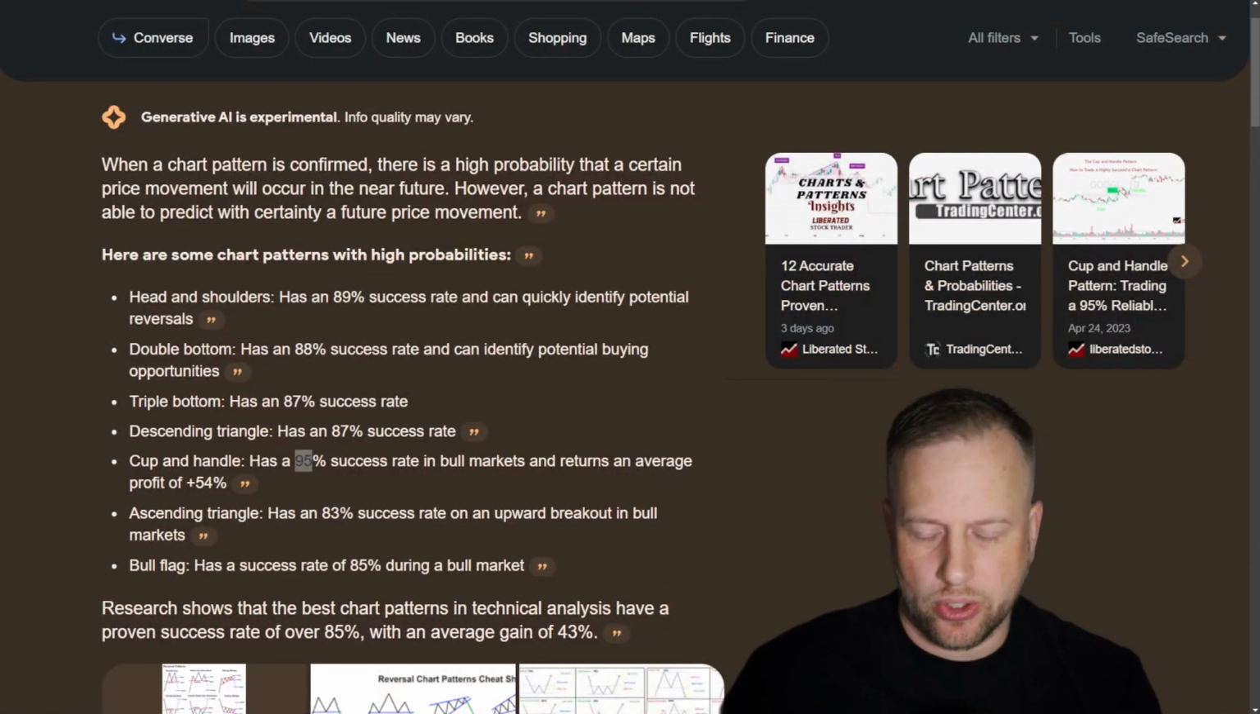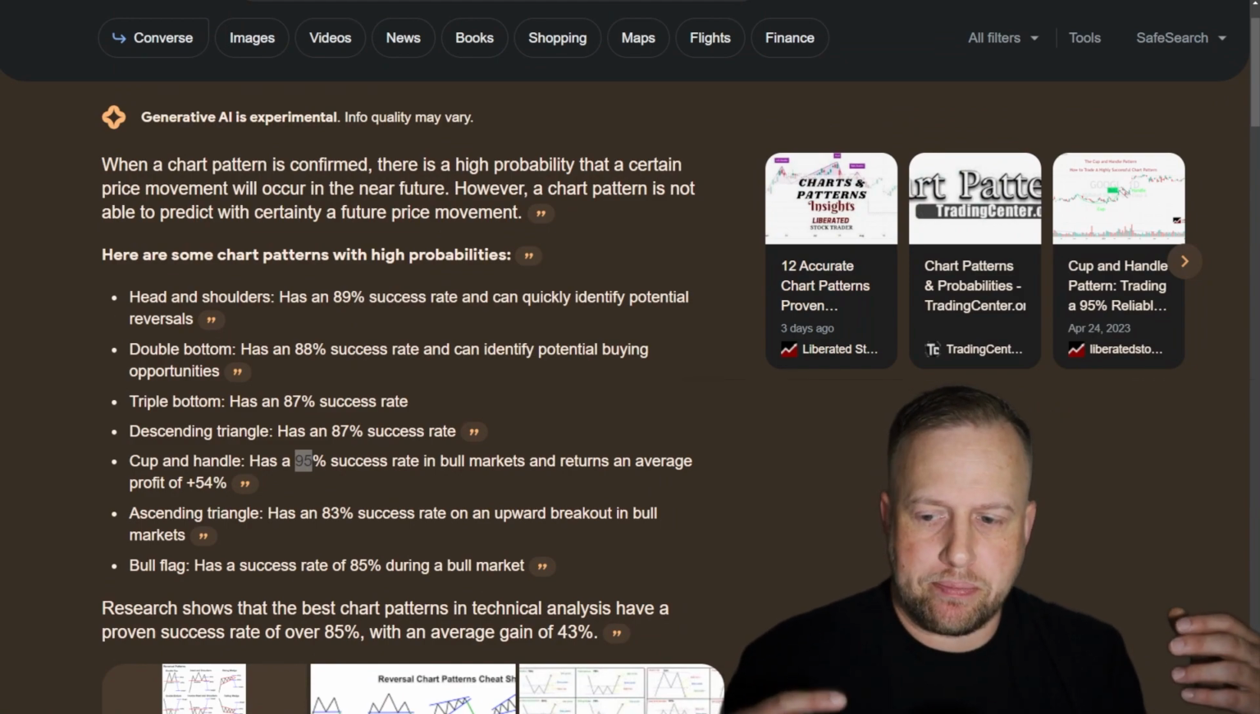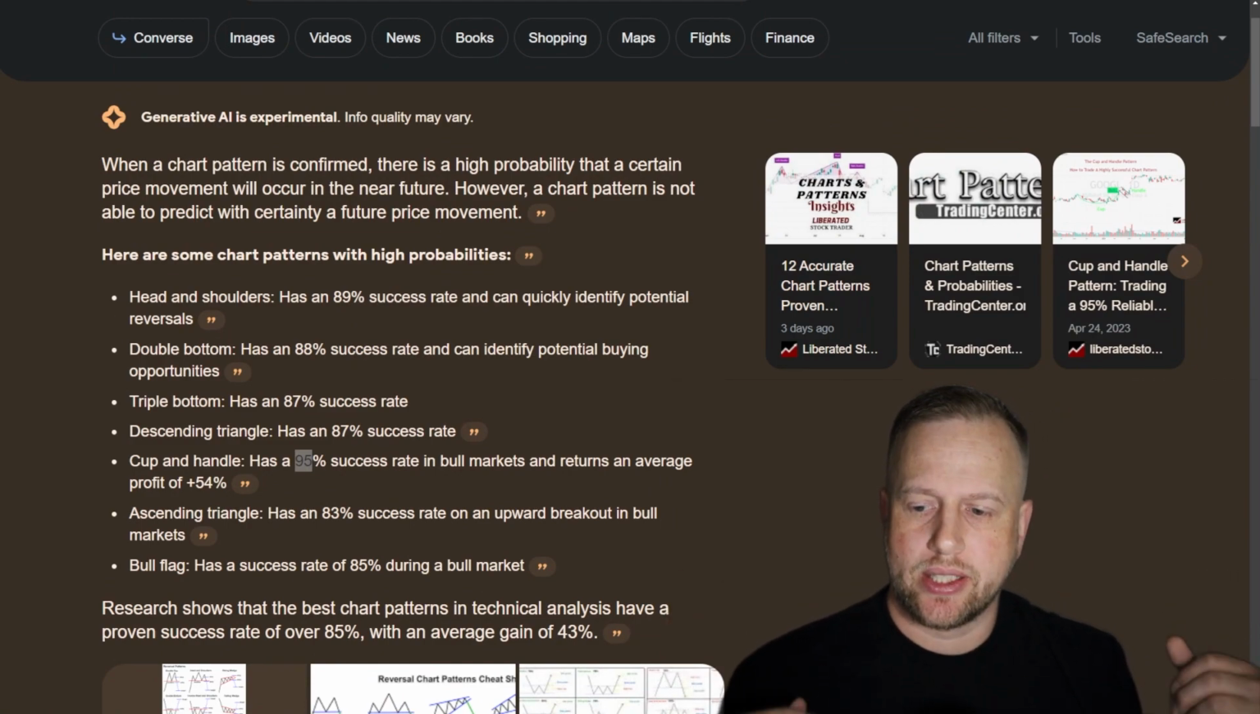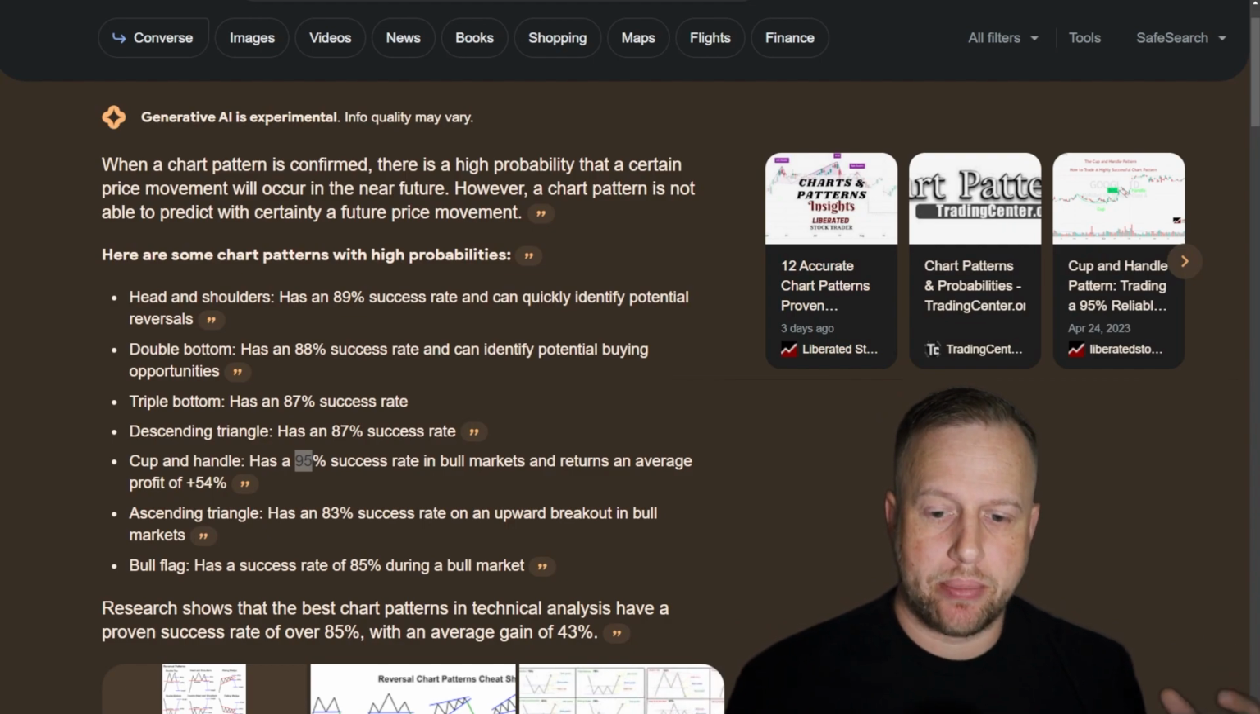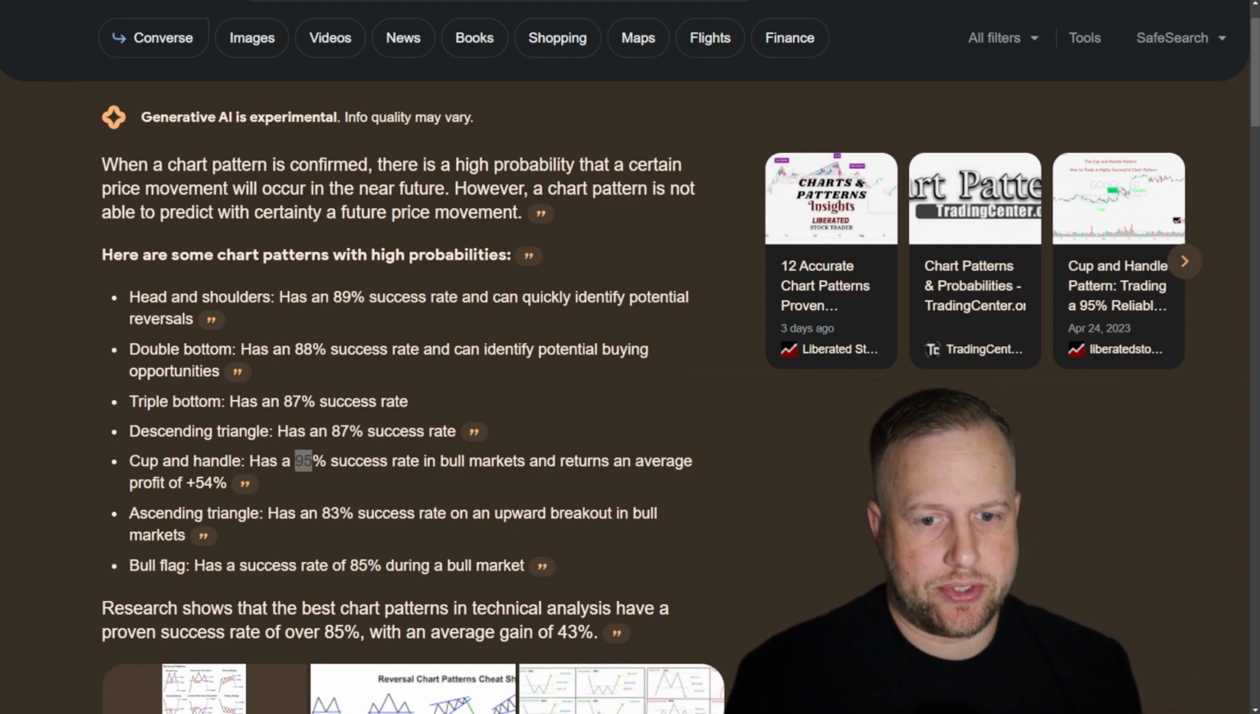It's kind of a joke that as traders say, well, the price is either going to go up or down, right? It's kind of like a meme or a joke that we say, but the truth of the matter is that is true. It's going to go up or down.